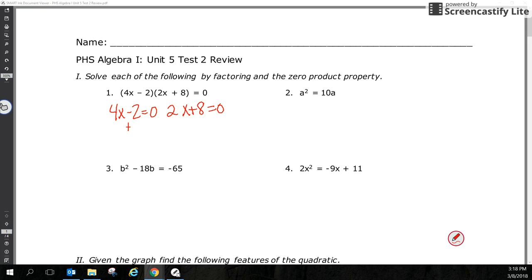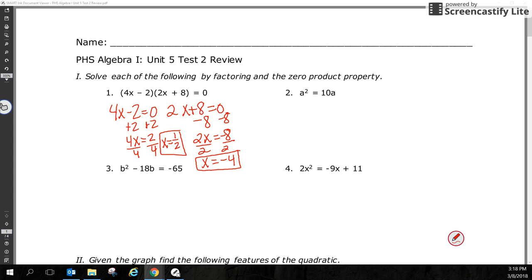For the first one, I add 2 to both sides. 4x is equal to 2, dividing by 4, x is equal to 2 divided by 4, reduced, that would be 1/2. For the second one, I'm going to subtract 8 from both sides, and so I get 2x is equal to -8. Dividing by 2, my second solution is x is equal to -4.